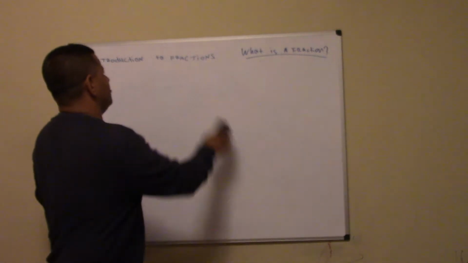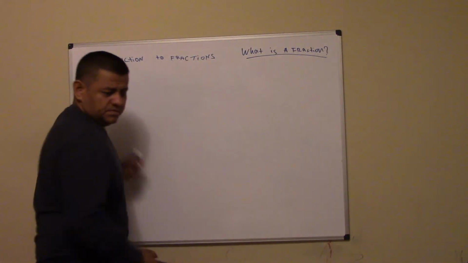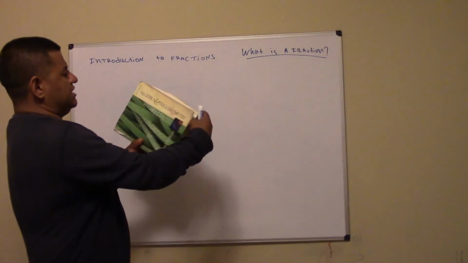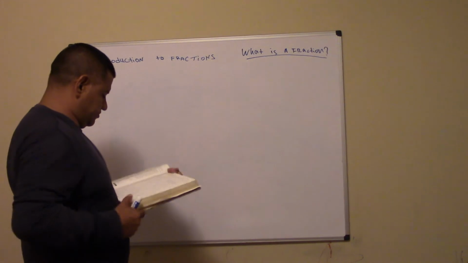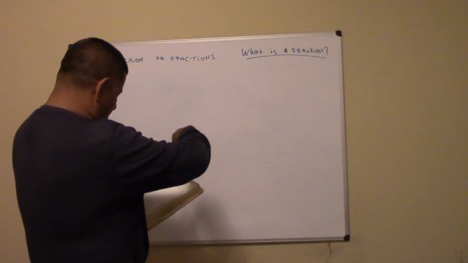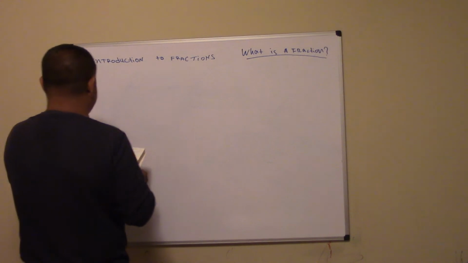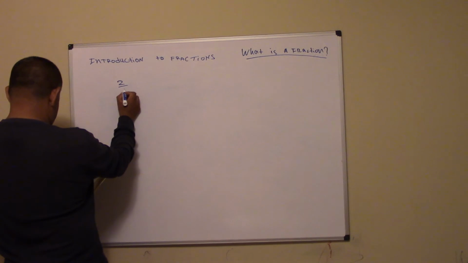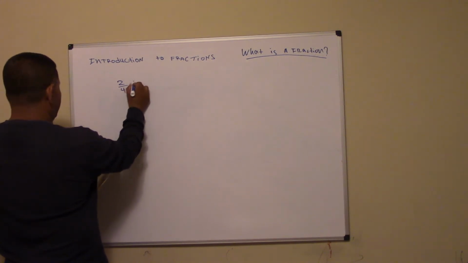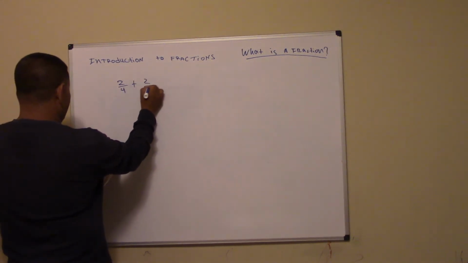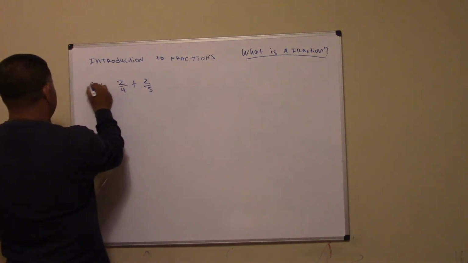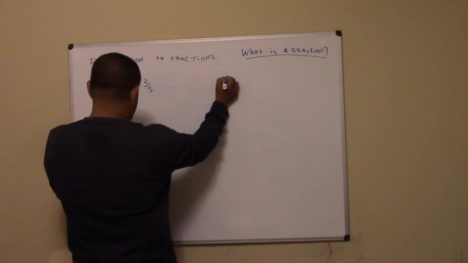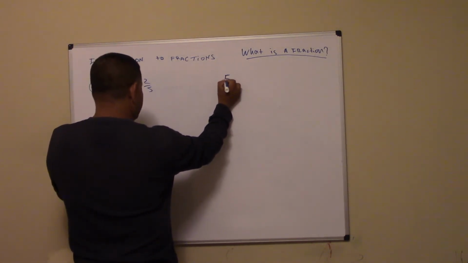Let's do some problems real quick because I don't have a lot of time. Let's do them from the same book, Algebra and Trigonometry. Let's do number 51. Number 51 says 2 over 4 plus 2 over 5. And then let's do 55.